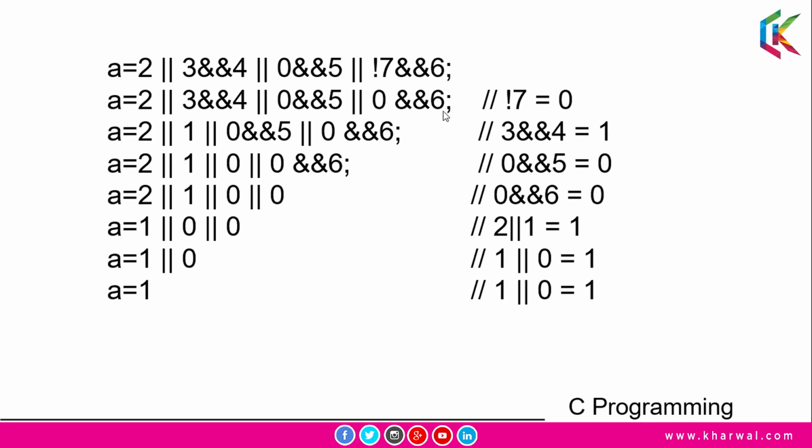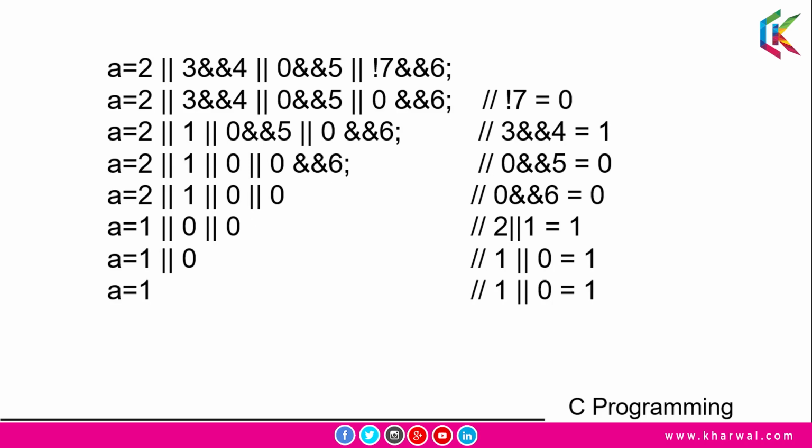Now according to the precedence rule or priority rule, we will solve this expression and it will return 1. So the equation will be like this: 2 logical OR 1 logical OR 0 logical AND 5 logical OR 0 logical AND 6. Now it will solve this expression and it will give you 0, because 0 logical AND 5. So the equation will be 2 logical OR 1 logical OR 0 logical OR 0 logical AND 6. Now it will solve this expression and it will give you 0.